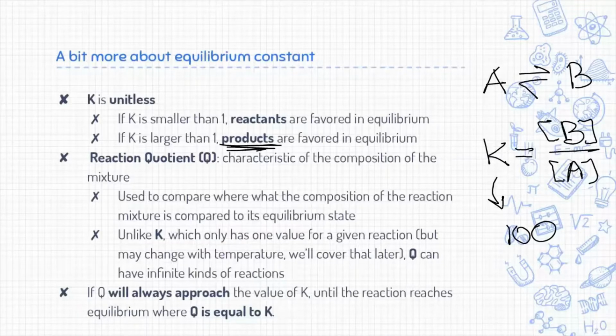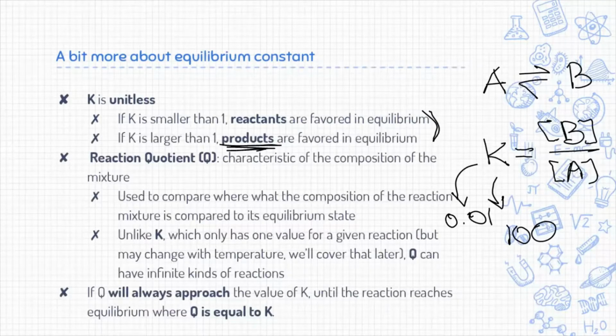You won't really see these types of reactions a lot in chemistry, but it still gets my point across. For example, another example is if K is equal to 0.01. If K is equal to 0.01, that means there's 100 times more A than there's B, meaning there are 100 times more reactants than there are products. So this is starting to make sense, I hope.